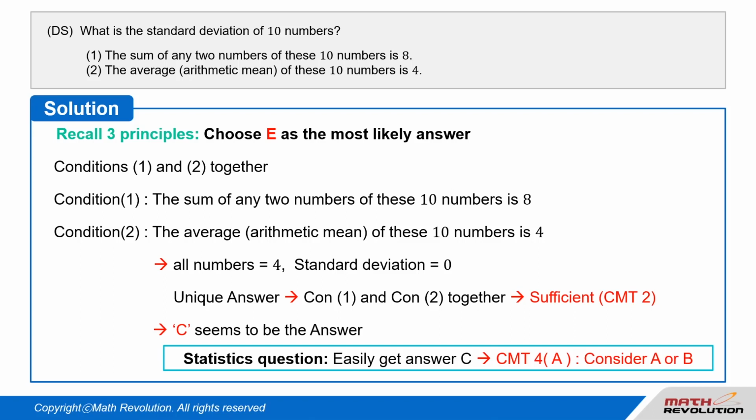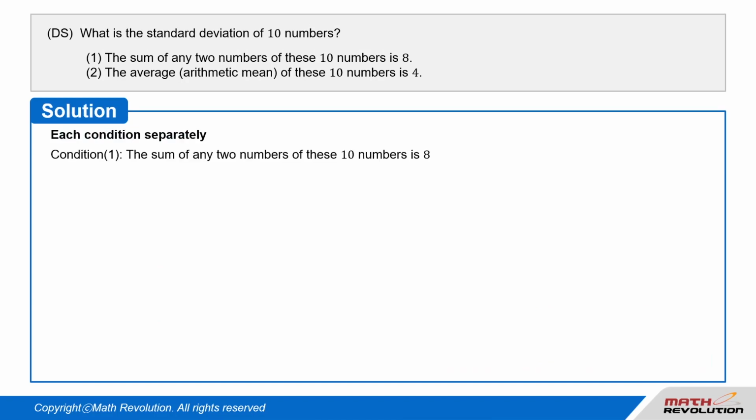However, this is a statistics question, and an easy C as an answer means we should look for 4A. That is, we have to consider the answer to be A or B. So we have to look at the relationship between the VA and CMT before finalizing our answer. Consequently, we have to consider each condition separately.